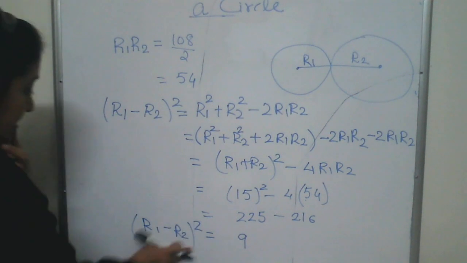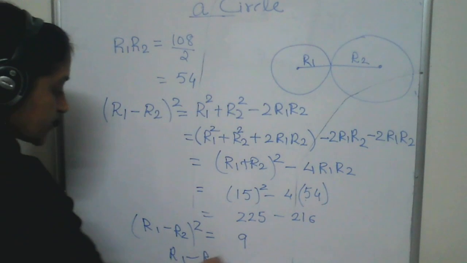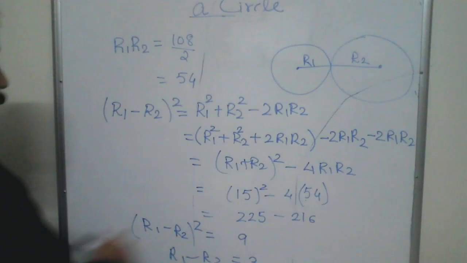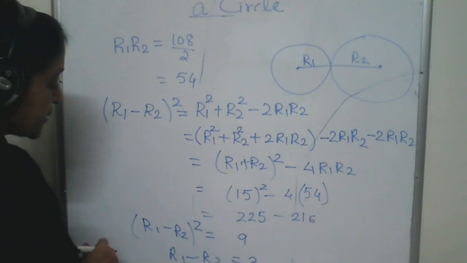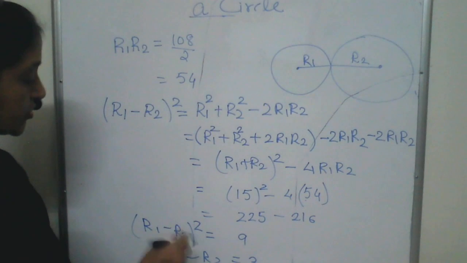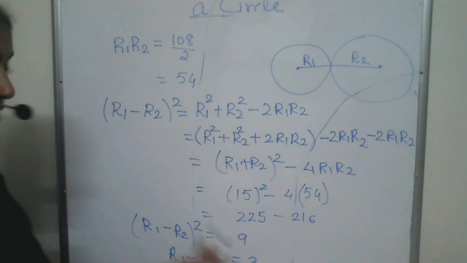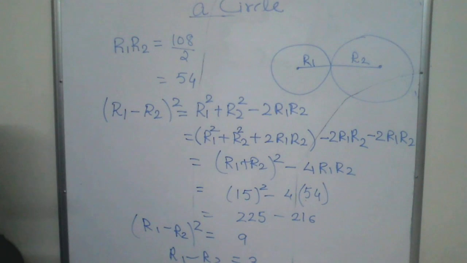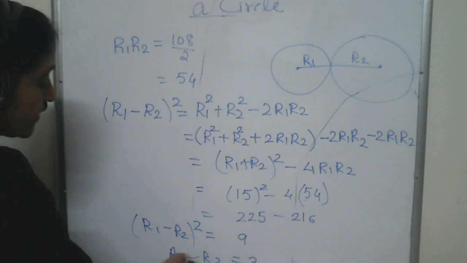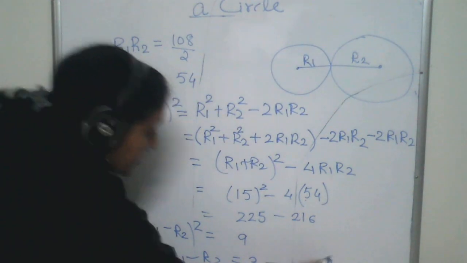If I don't want the square and I want only r1 minus r2, what am I supposed to do? I have to find the square root of this. This is 3. Now don't get confused, ma'am. Whenever a square root of something is written, it has to be positive or negative. For this question, we have to take only positive values. So thinking that r1 is greater than r2, we'll have to get this answer. So this is the third equation we get.